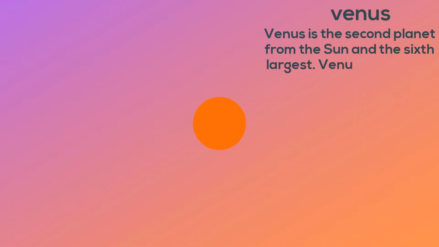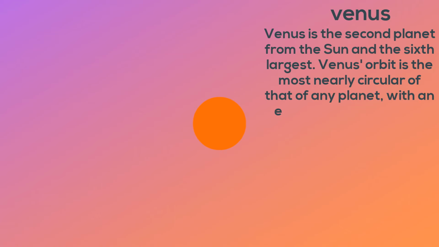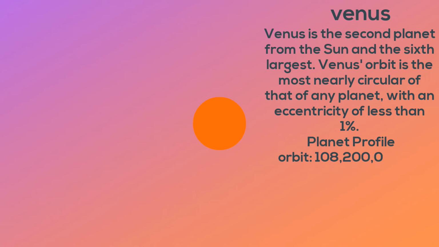Venus. Venus is the second planet from the sun and the sixth largest. Venus's orbit is the most nearly circular of that of any planet, with an eccentricity of less than 1%.